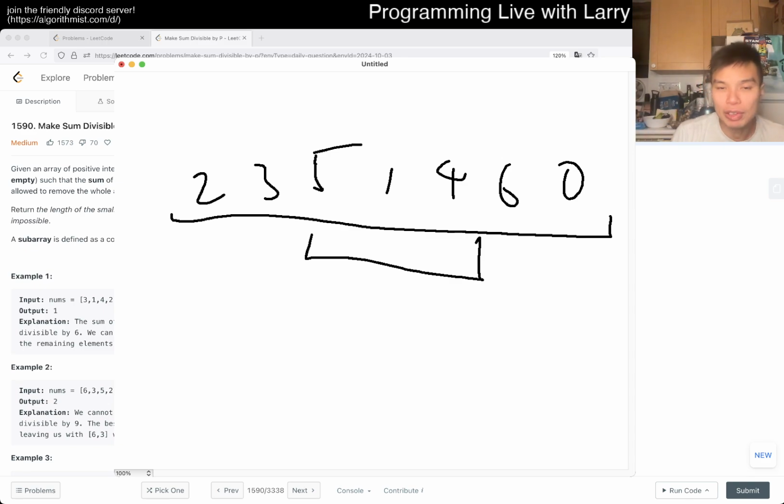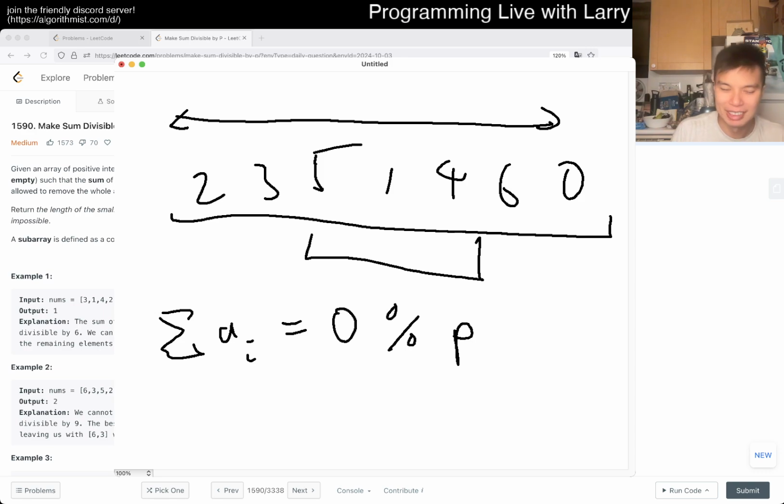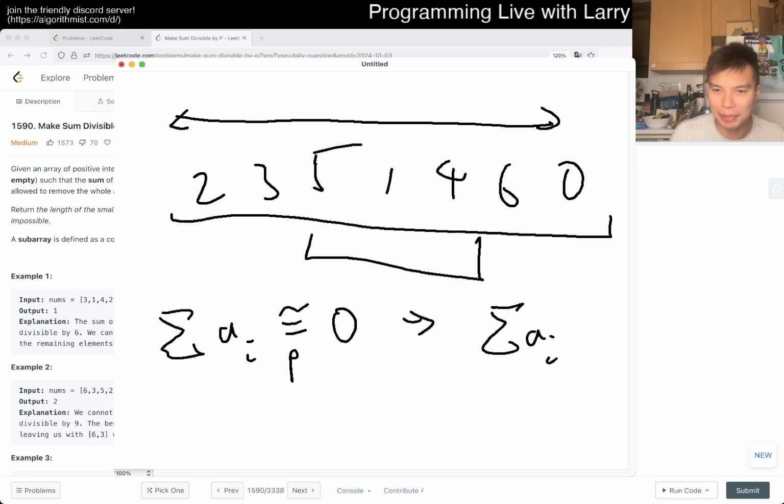Anyway, so the way that you may do it this way is that, okay, the sum of the entire array, we want it to be divisible by p, right? Another way to write divisible by p is that the sum is equal to 0 mod p. Technically the notation is not quite this, the notation is like under p, something like that. But how you do it is that the sum of this would be equal to some number.